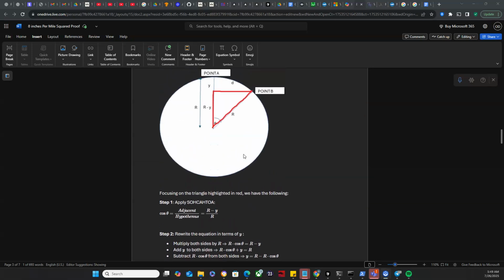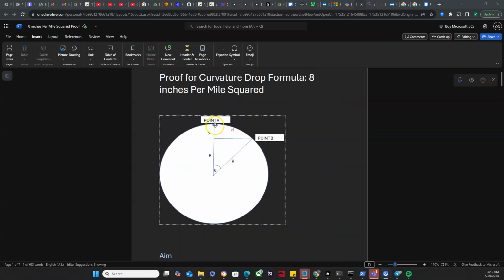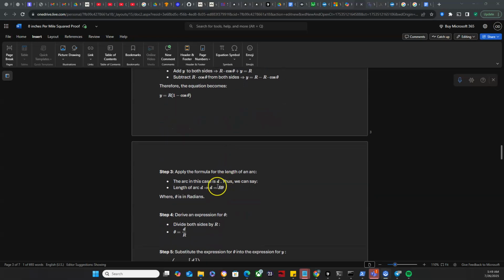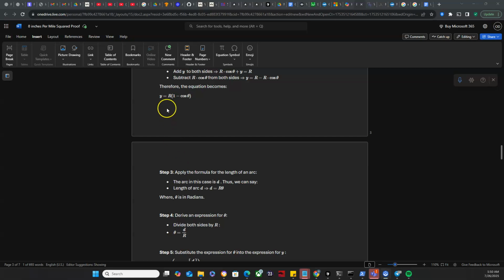So there is a standard formula for finding the length of an arc, and in this case the arc that we're looking at is simply the distance d between point A and point B that we're trying to find, right? So we use the arc length formula, d equals r theta, where theta is in radians. Now we can make theta the subject of the formula for this equation here, because we don't really want to be working with angles when we are trying to calculate our curvature drop.